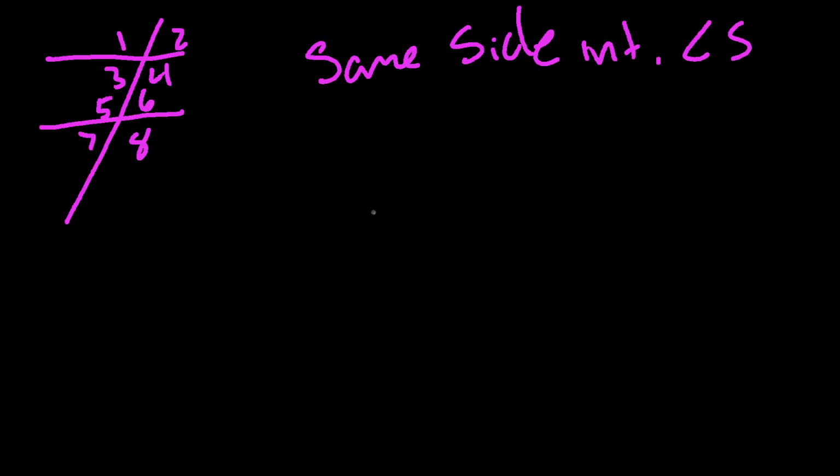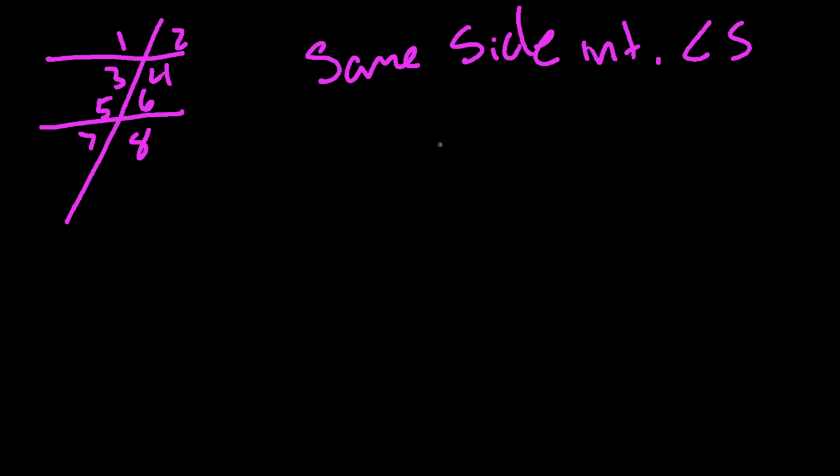So this same side is just an interior angle that's on the same side as the transversal. And these are obviously supplementary if the lines are parallel, because they have to equal 180 degrees. So some examples of this would be 3 and 5 right here, because these two have that line. And also 4 and 6, because these two are on the inside and are supplementary.